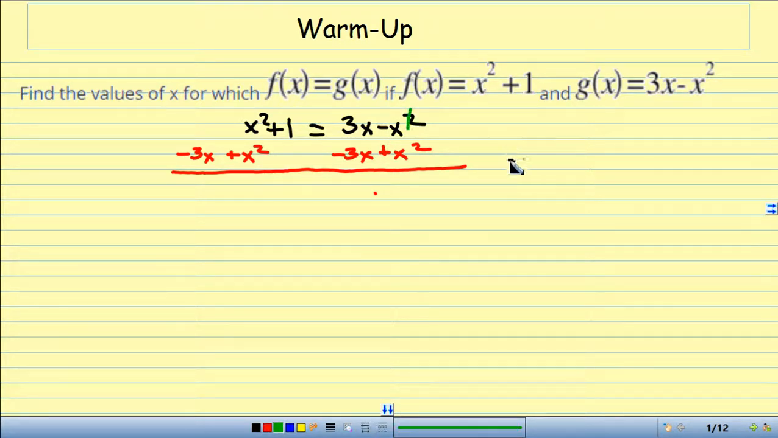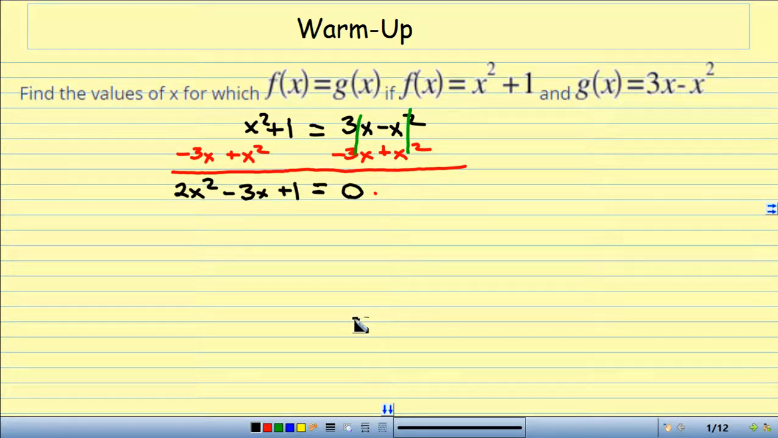Now, when we do this, this cancels out, this cancels out. I am left with 0 on my right side. And now I'm just going to combine like terms and bring them down. So I'm going to combine x squared and x squared. That gives me 2x squared minus 3x plus 1, and that equals 0. So now I need to solve this.